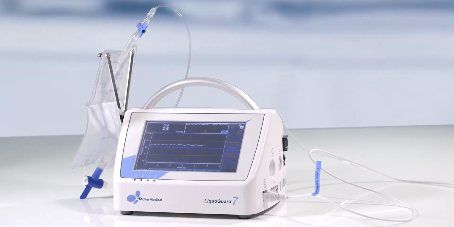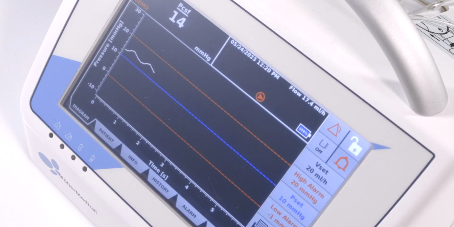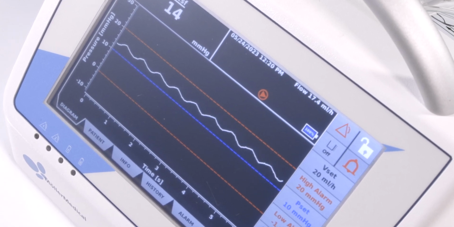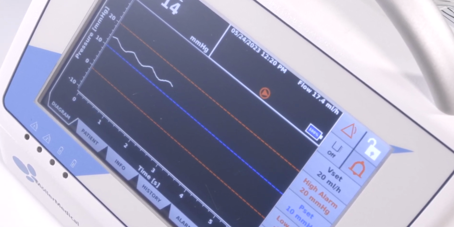Liquoguard 7 is a fully automated CSF management system that simultaneously measures pressure and drains CSF. Liquoguard may be set to maintain a specific intracranial pressure, or set to continuously drain a specific volume of CSF each hour.